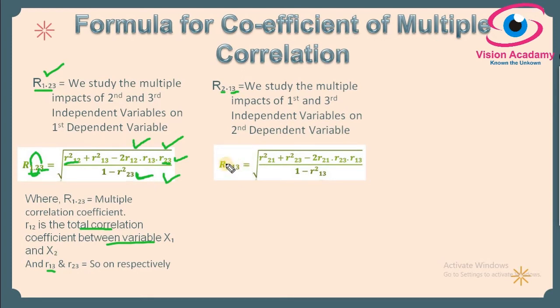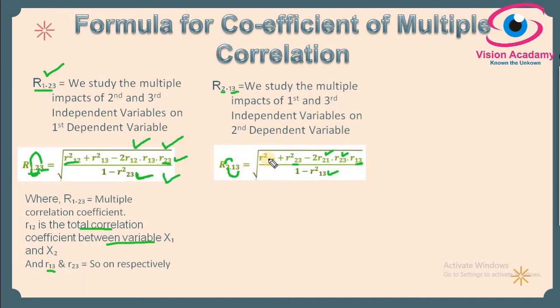R2.13, as I told you, firstly I will consider two elements, that is R square 21, and again I will consider first and last element, that is R23, and the same thing here R21, R23, and again independent variables only, 13. So after the dot you will consider, and here also independent variables. There is a great similarity between R1.23 and R2.13. Similarity in the sense of the logic that we use to formulate this formula.